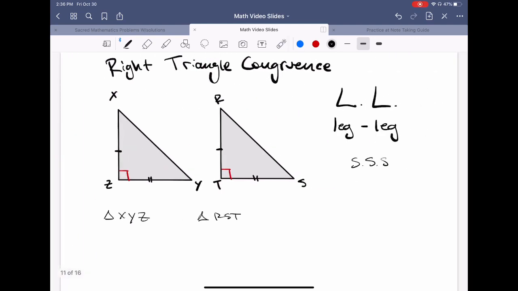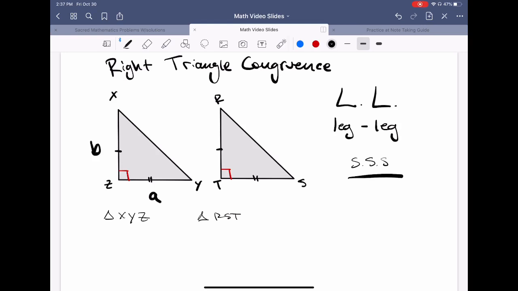Okay, our first one is leg congruence. Okay, and I spoiled the reveal here. It's a special case of the side congruence postulate. Okay, so I have two right triangles. I got triangle XYZ and right triangle RST, and I have two pairs of congruent legs labeled. Well, we can use the Pythagorean theorem to find this third side.